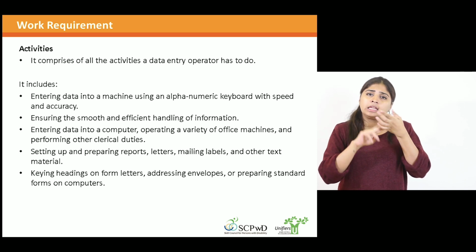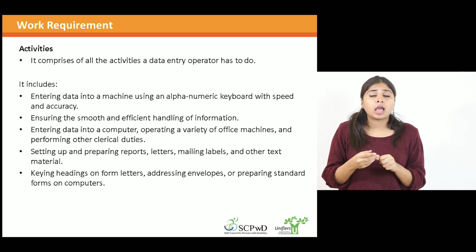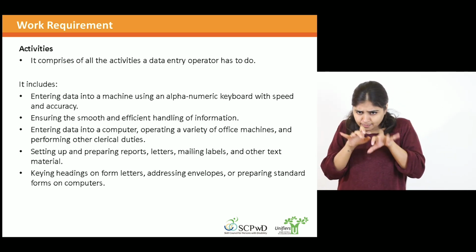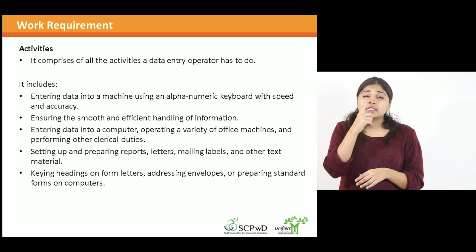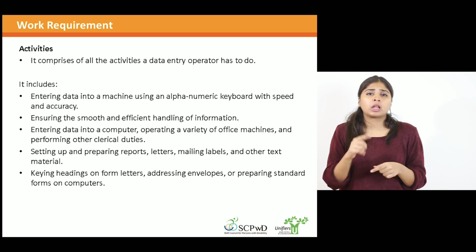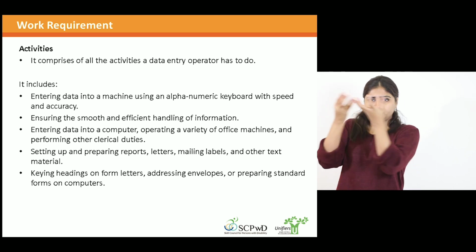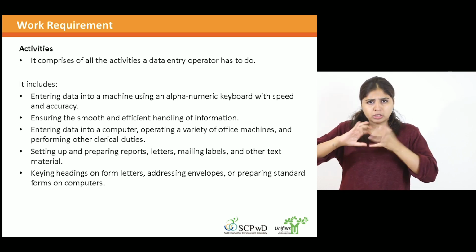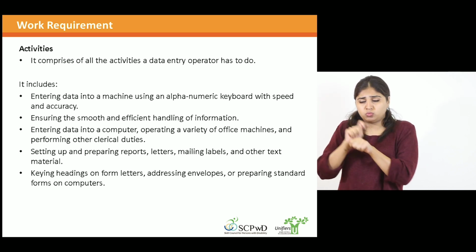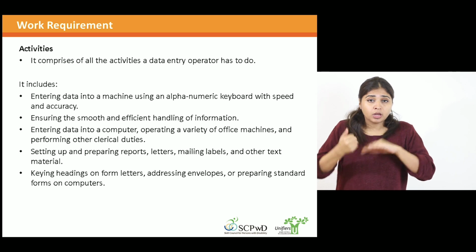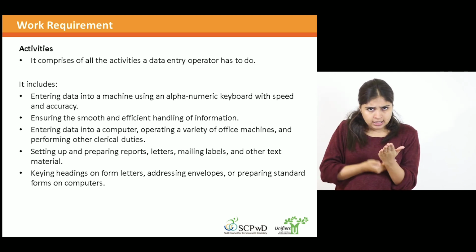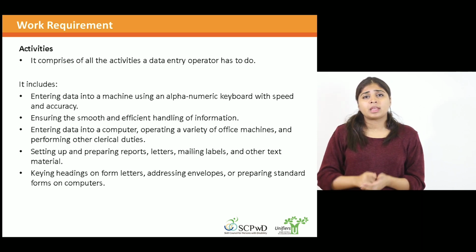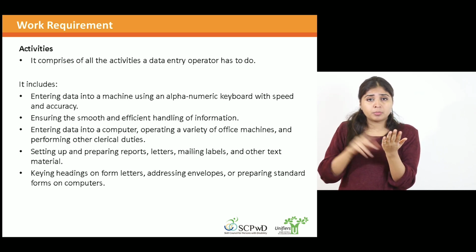It includes entering data into a machine using an alphanumeric keyboard with speed and accuracy, ensuring the smooth and efficient handling of information, entering data into a computer, operating a variety of office machines, and performing other clerical duties. Setting up and preparing reports, letters, mailing labels, and other text material. Keying headings on form letters, addressing envelopes, or preparing standard forms on computers.